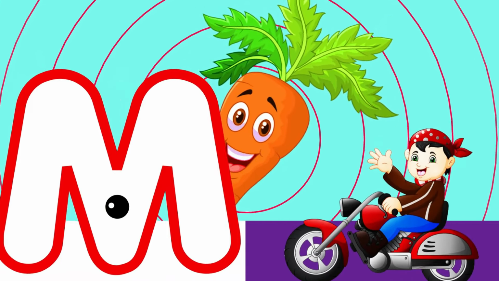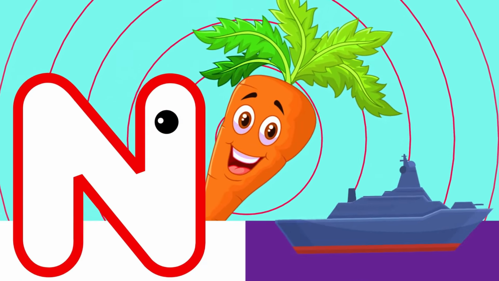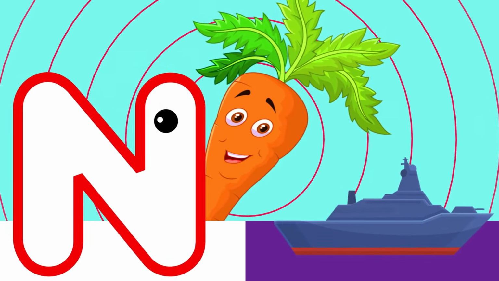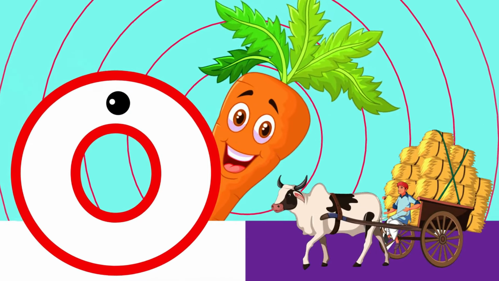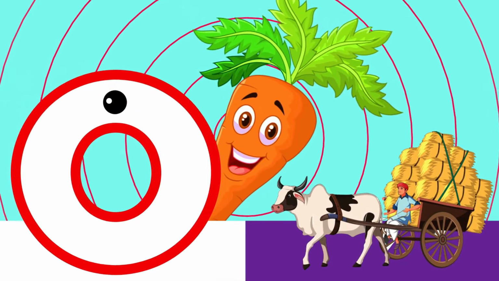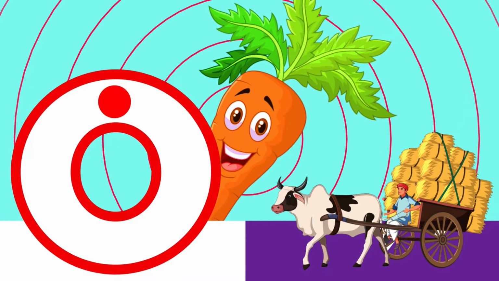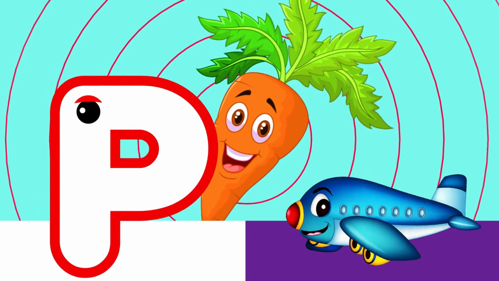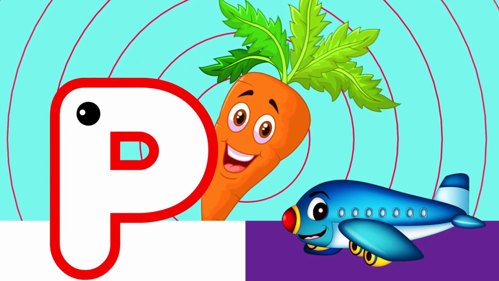M is for motorbike. N is for navy ship. O is for ox cart. P is for plane.